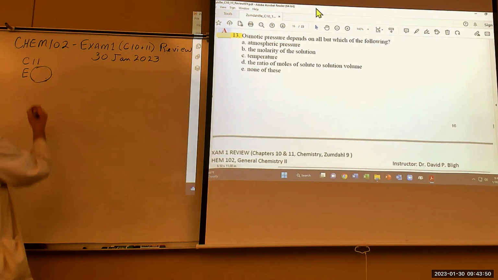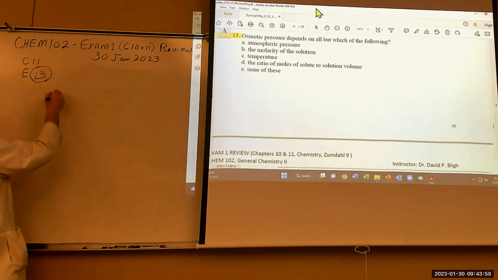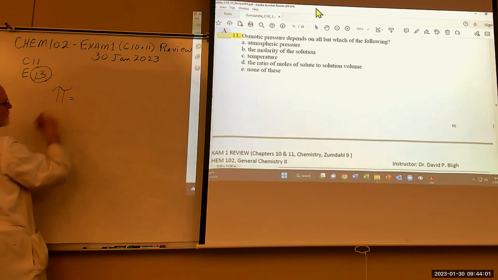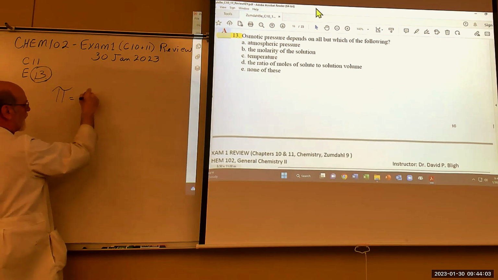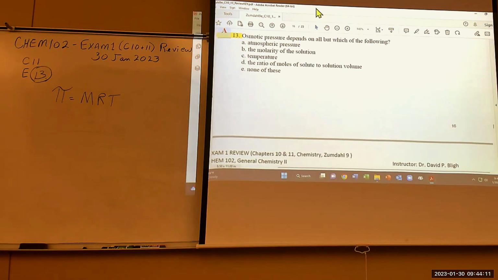Let's see, 13. Osmotic pressure depends on all but which of the following? Okay, what's the formula for osmotic pressure? We need molarity, we need the gas constant, and we need temperature, correct? That's the formula, and it should be in the back of your useful information. It's verified. Trust but verify, Ronald Reagan.